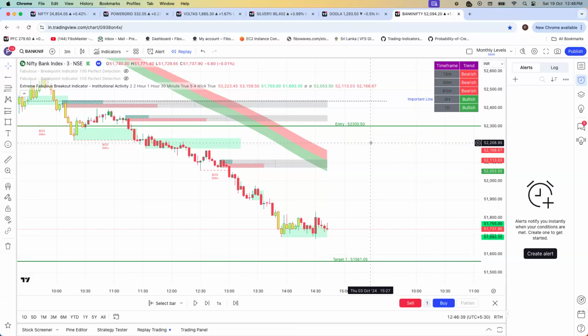Hold the sell trade. Hold the sell trade. The first person, okay, great. We can hold the target one. You can take the target one. Okay. Next.